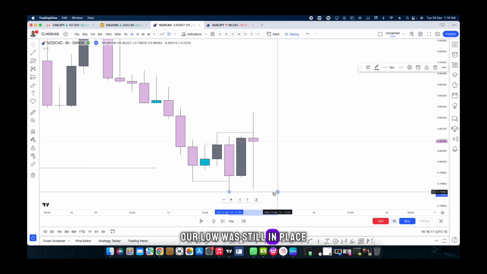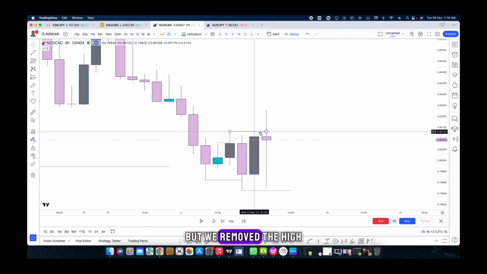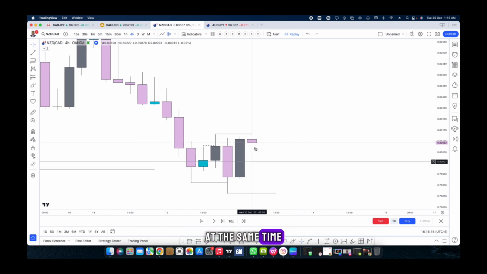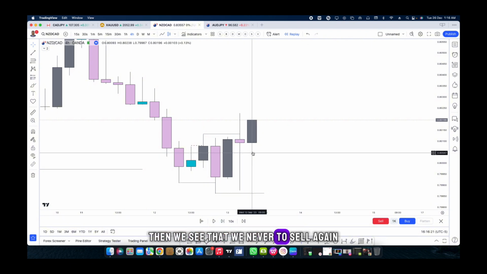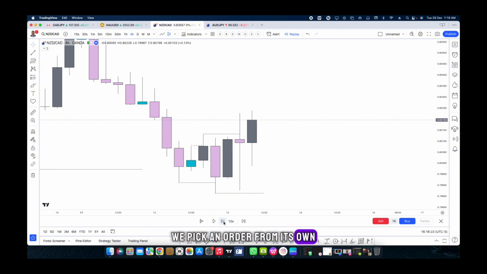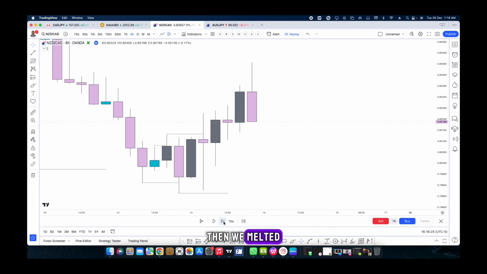Our low was still in place. We never removed the low, but we removed the high at the same time. Now trying to sell. Let's see what the market did. So we try to sell, then we see that we're not able to sell. We pick an order from this zone, then we melted.